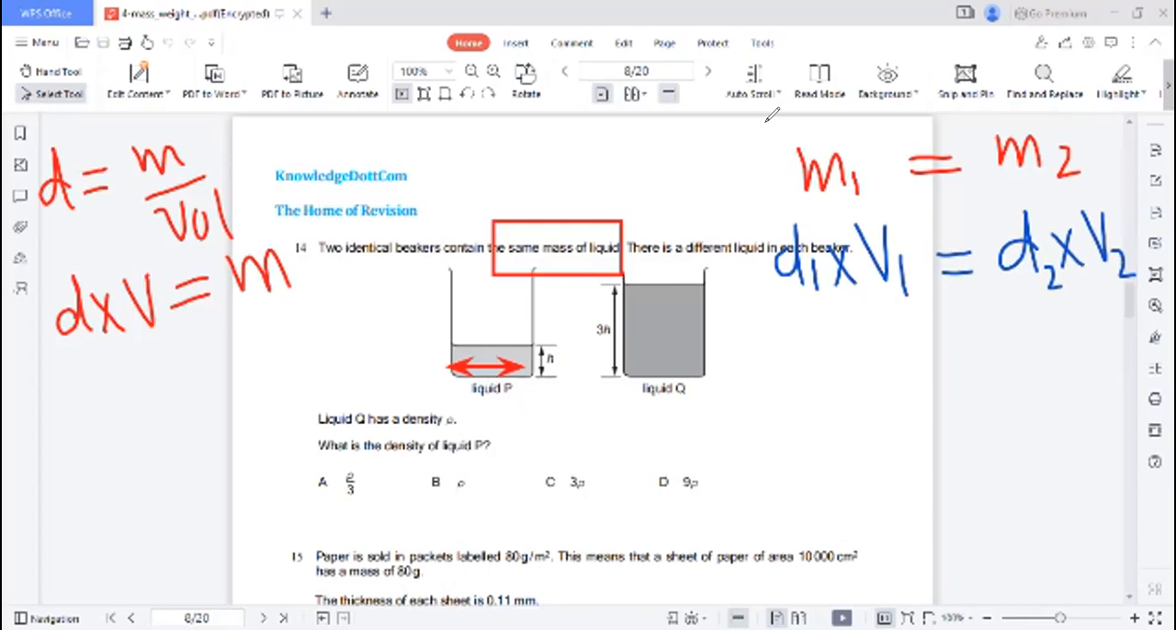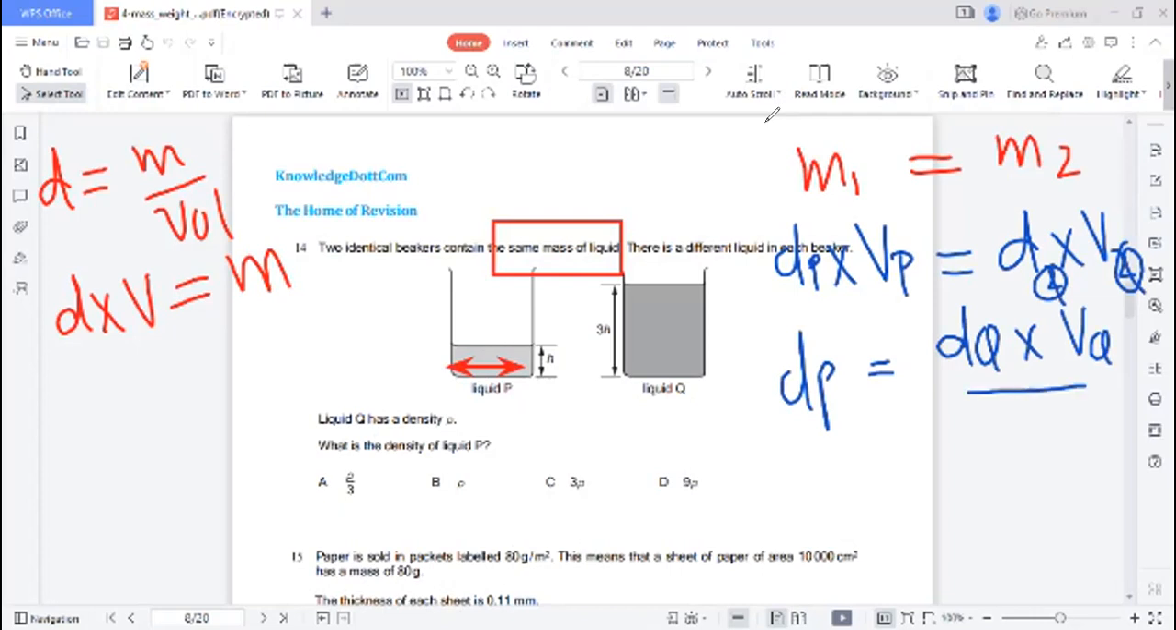Density of P. So let's consider it as density of P. This is Q. Okay. So density of P is density of Q times volume of Q over volume of P. Density of Q. The symbol for density is rho. Volume is base area into height.